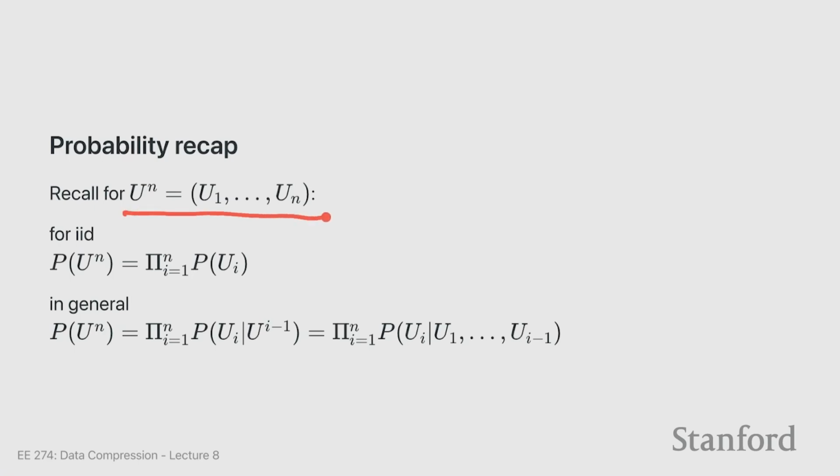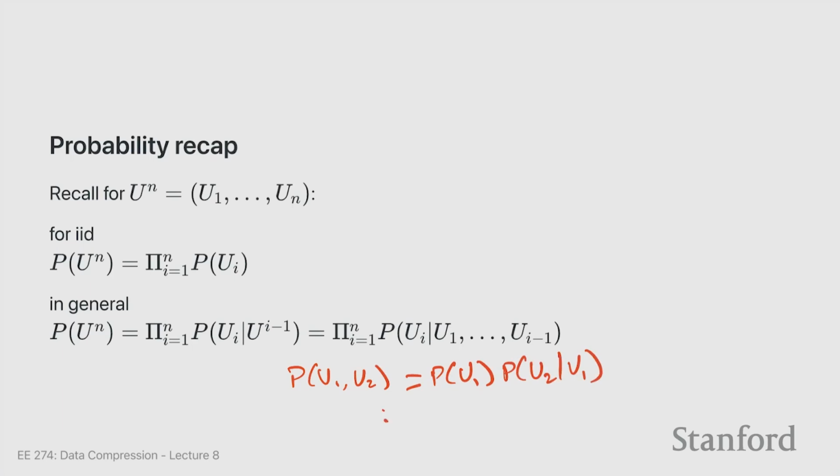So recall that if you have a block U1 through UN, in the IID case, the joint probability of all of these is the product of the probabilities. Okay. But in general, if you have done chain rule, you know that you can't just write it as a product. You need to do this chain rule where P(U1, U2) is P(U1) multiplied by P(U2 given U1), right? That sort of thing. And then you can keep extending this, right? So just the chain rule.